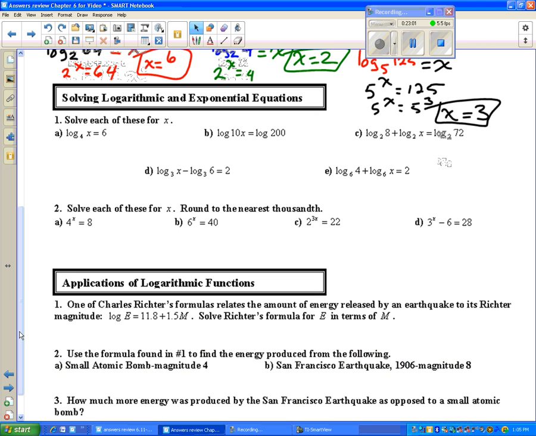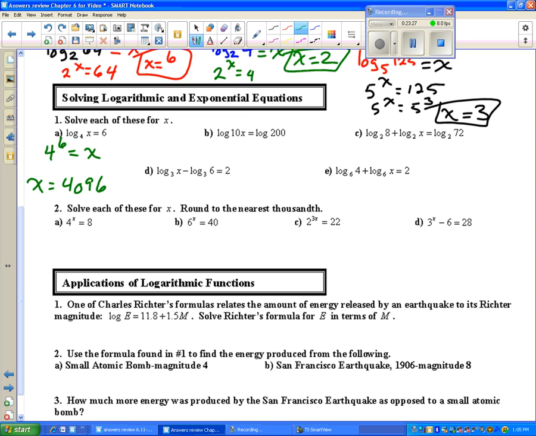Solving logarithmic and exponential equations. Okay, so here we go. Log base 4 of x equals 6. So the first thing you want to do is the base stays the same. Change it to an exponent. The answer becomes the exponent. The argument becomes the answer. 4 to the 6th power is x. So x is equal to 4,096. Plug that into your calculator.